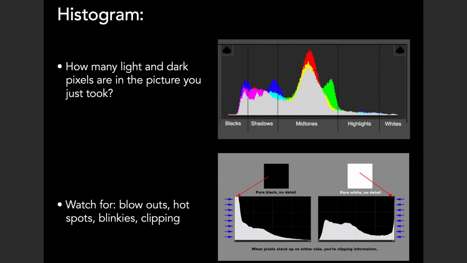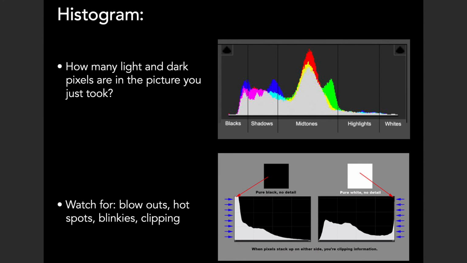When you look at a histogram, one of the things you do want to watch for is that you don't lose your pixels at the ends. The official term is called clipping. You can see in the bottom diagram, the picture on the left has a lot of pixels all the way over to the left. It basically means those pixels are pure black. There's no detail in those pixels. And the one on the right has pure white pixels. Again, we want to avoid these because you can't edit those.